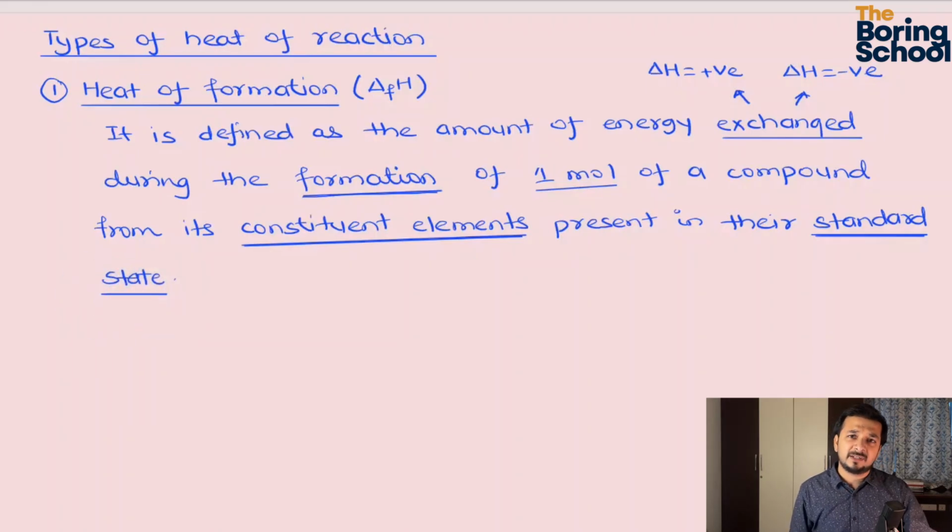Now, what is the standard state? Let's say I'm talking about carbon dioxide. Carbon can exist in multiple forms: graphite, diamond, Buckminsterfullerene, coal tar. So which one is taken as the standard? Carbon graphite is taken as the standard. So CO2 should be formed from carbon graphite, and only then will it be termed heat of formation.